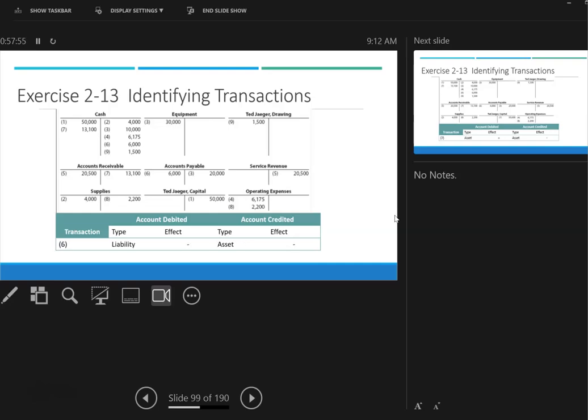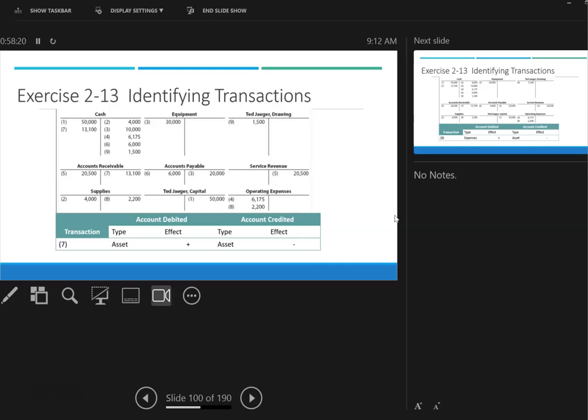6, we have a debit of accounts payable $6,000 and a credit of $6,000 cash. What happened there, guys? We paid it, didn't we? We owed it, but it looks like we paid $6,000 on what we owed.